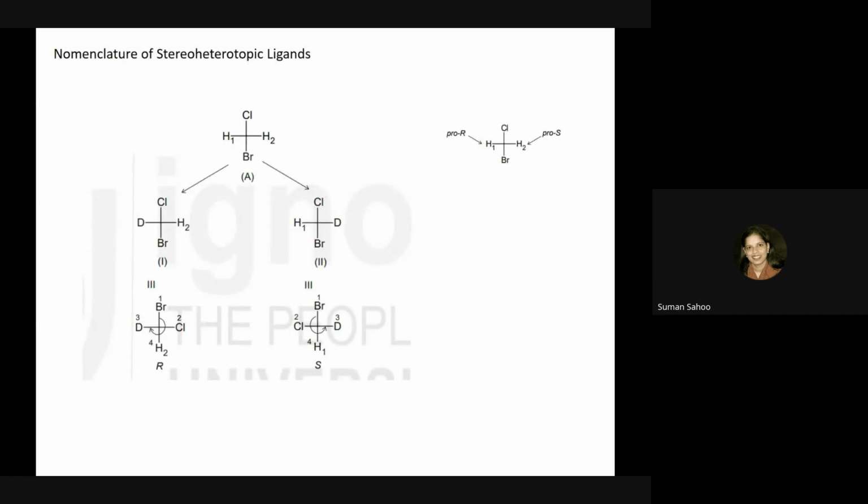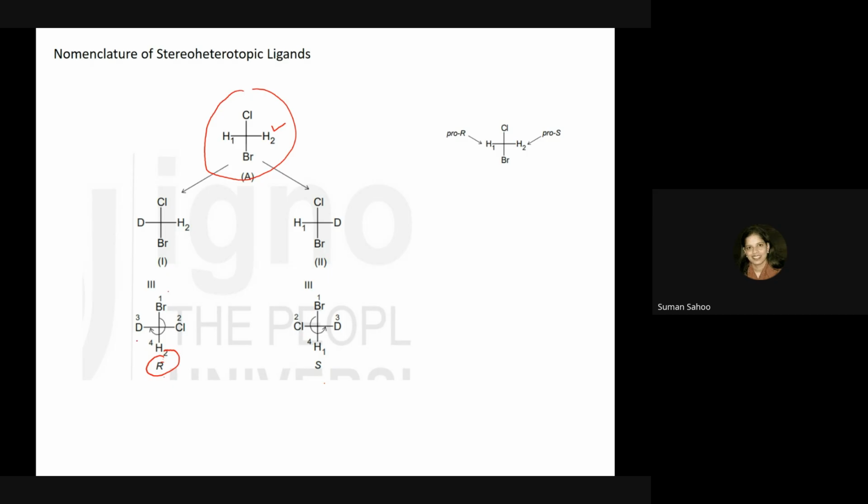First we have to give the nomenclature to stereoheterotopic ligands, or stereotopic ligands. We will take the example from the first case. When we replace hydrogen number 1 with deuterium, we get an enantiomer which has configuration R. And when we replace hydrogen 2 with deuterium, we get configuration S. If you are not sure how to assign that, we just assign priority 1, 2, 3, and hydrogen is going to be 4. Deuterium is heavier than hydrogen, so it has higher priority compared to hydrogen.